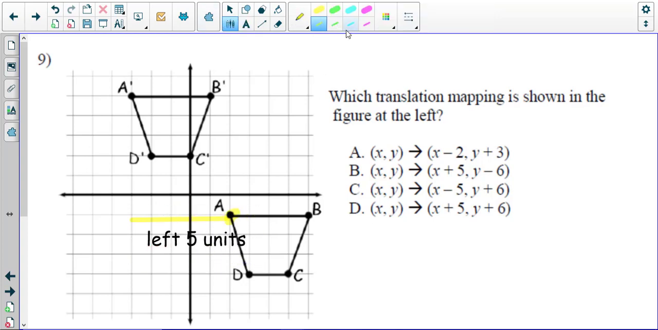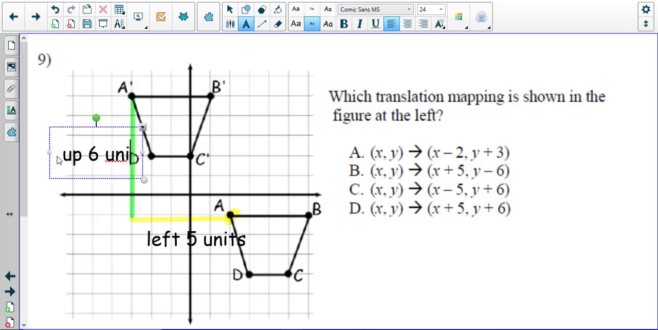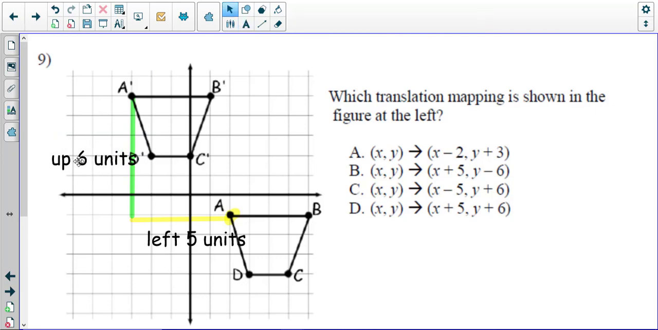So I'm going to grab my highlighter again. I'll highlight this in green. I had to go up to get to point A prime. So to get from A to A prime, I went left 5 units and then up 1, 2, 3, 4, 5, 6 units. So we can describe that as up 6 units. So when we go to describe this as a mapping, we can describe it in words as we did here.